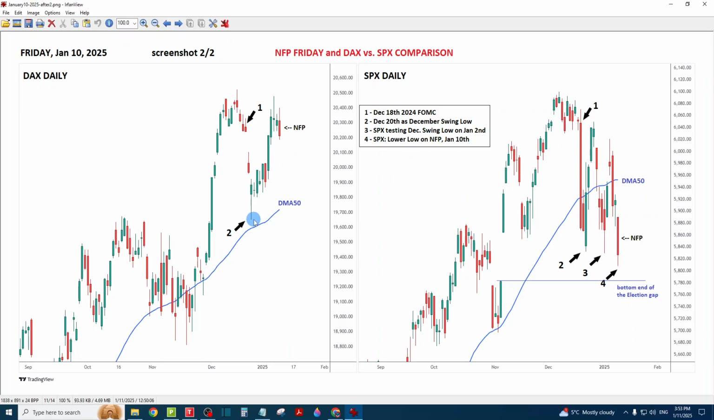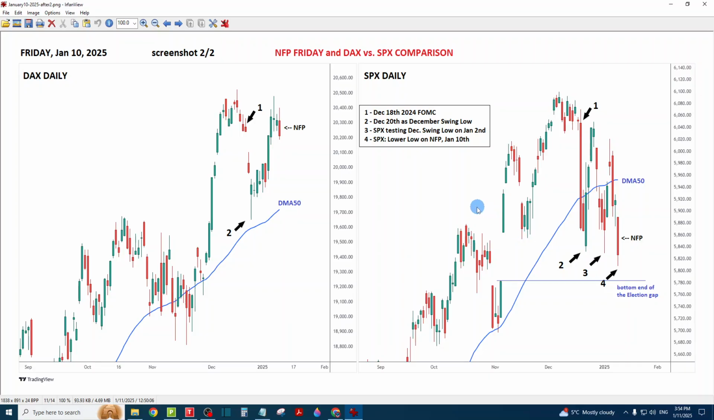This would be December 20th, and from that period it really is very different what S&P did versus what DAX did. S&P did both an up move into the origin of the FOMC move and then a down move to test the December swing low, making here a spring. So S&P already did all of this, then DAX followed, and now look at the difference where the NFP candle is on DAX, where the NFP candle is on S&P.